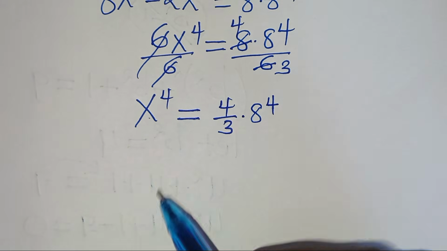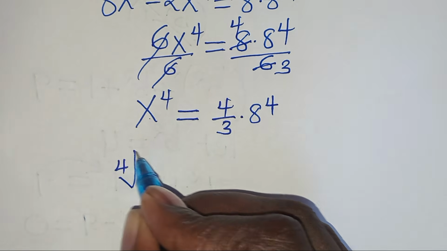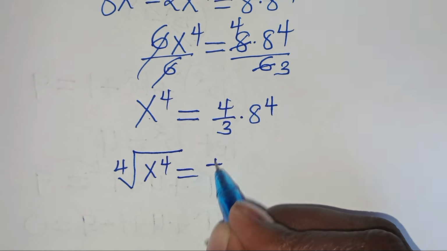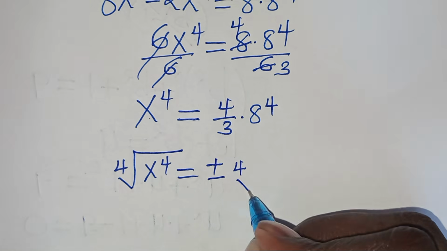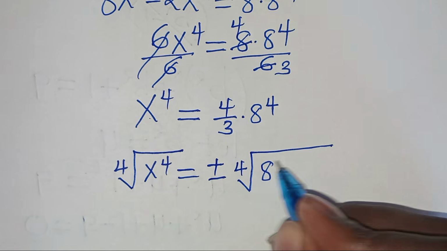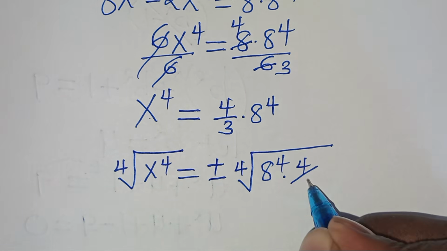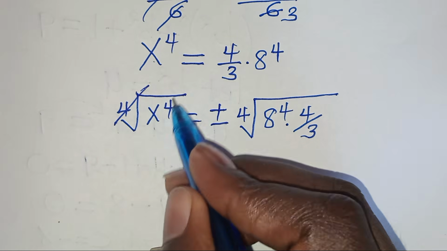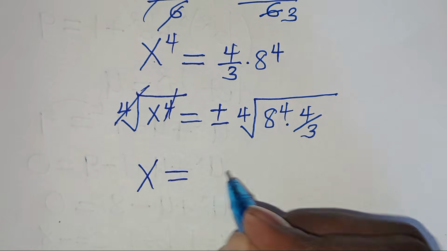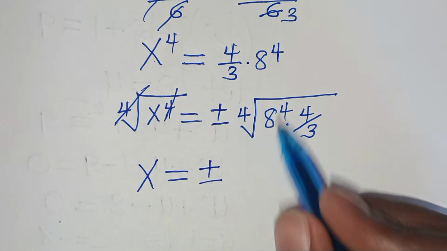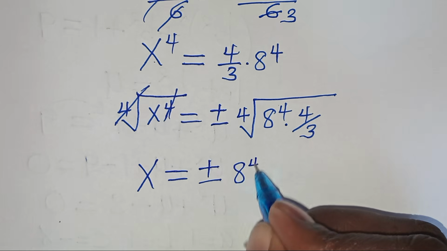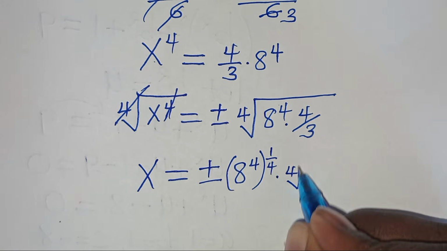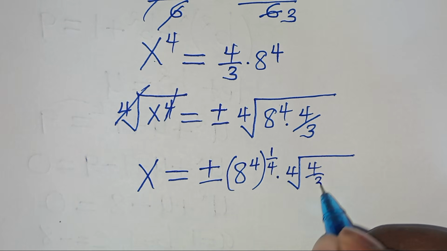Now, so for x here, let's introduce the fourth root on both sides. We have the fourth root of x to the power of 4. This is equal to plus or minus the fourth root of 8 to the power of 4 times 4 over 3. So now we eliminate the fourth root here so that x is equal to plus or minus. Now we can express this as 8 raised to the power of 4 raised to the power of 1 over 4 multiplied by the fourth root of 4 over 3.